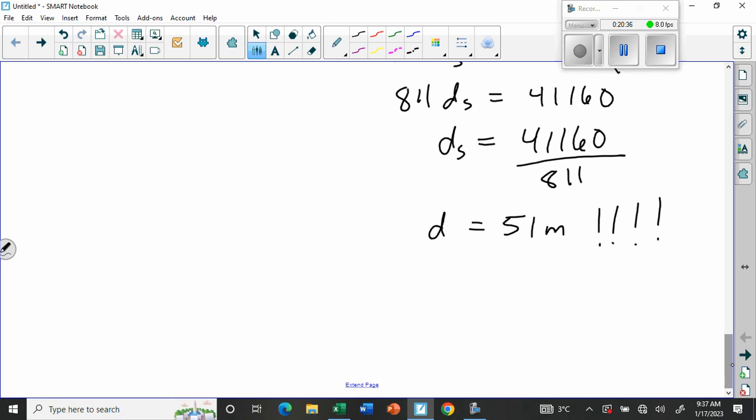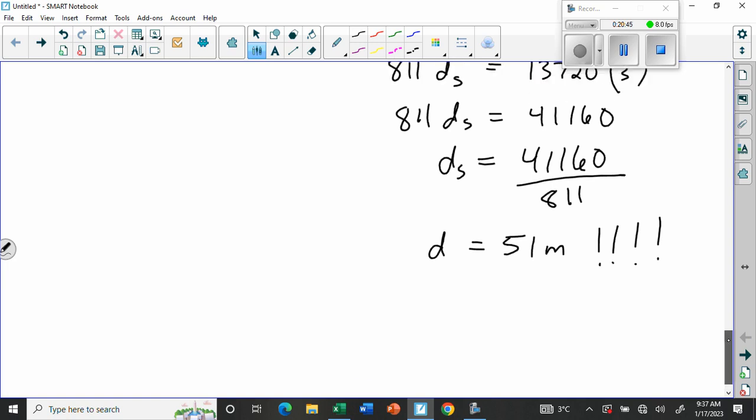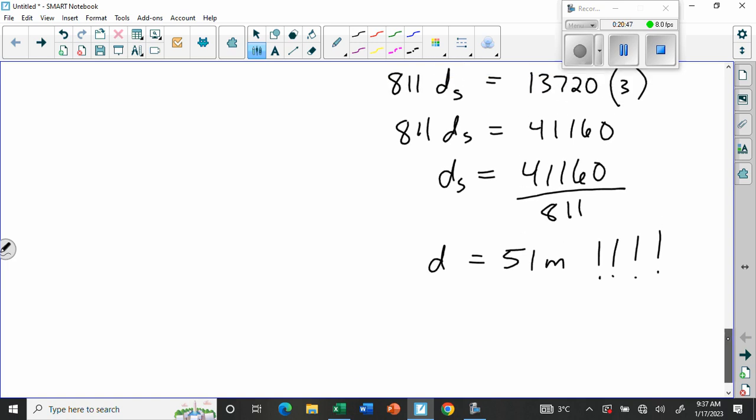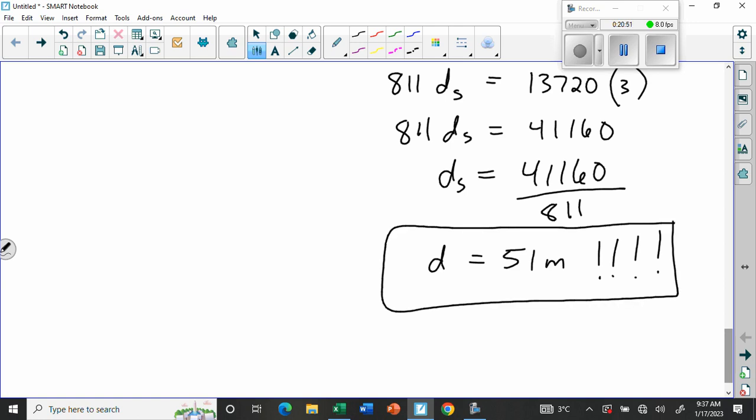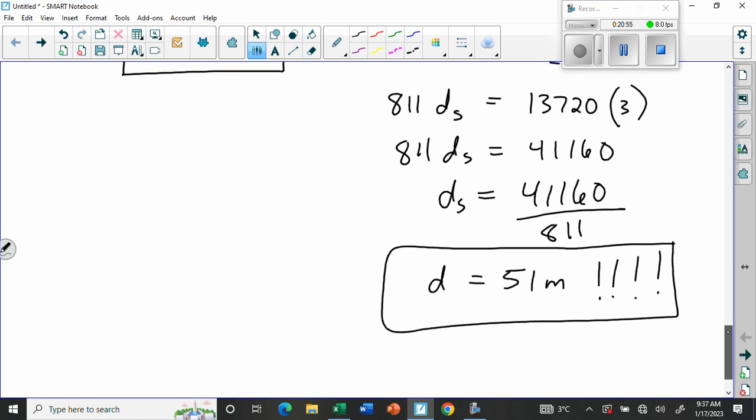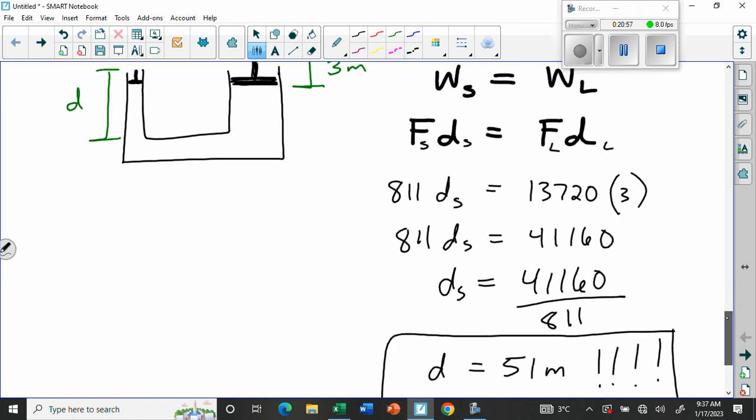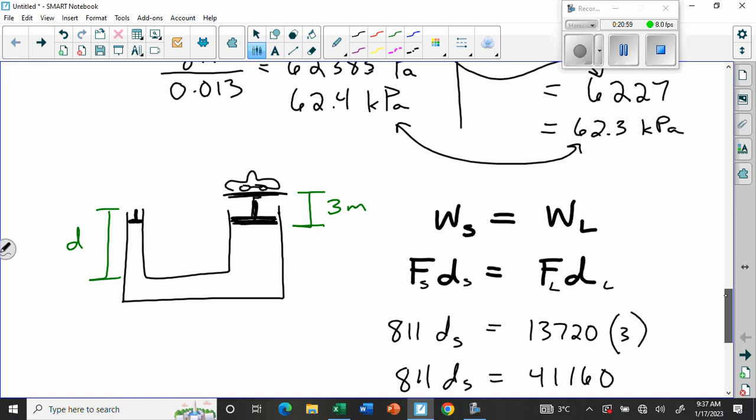Well, it would never be 3 meters, would it? It would be, you know, maybe 10 meters or something like that. You would have to increase or decrease the areas to make this work. But that is the answer, even though it doesn't seem very reasonable to push something 51 meters. That is the answer according to the given information here. And that's the process by which you could figure things out.